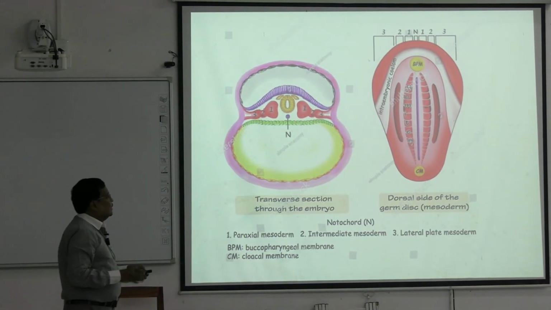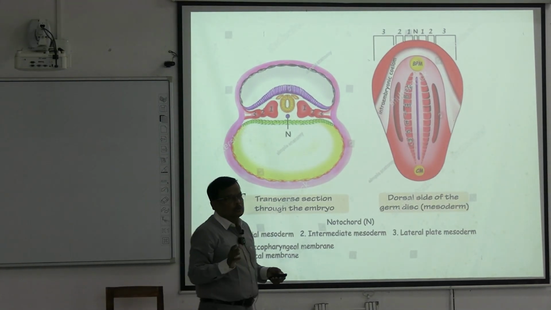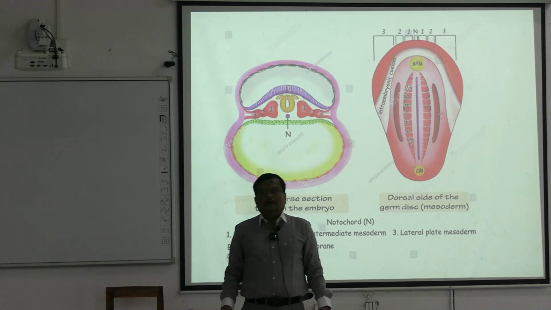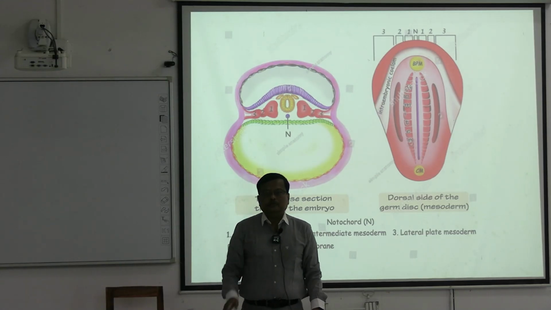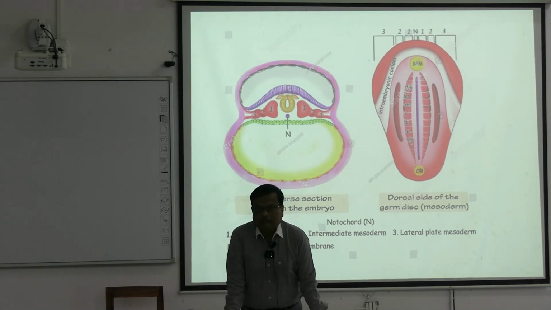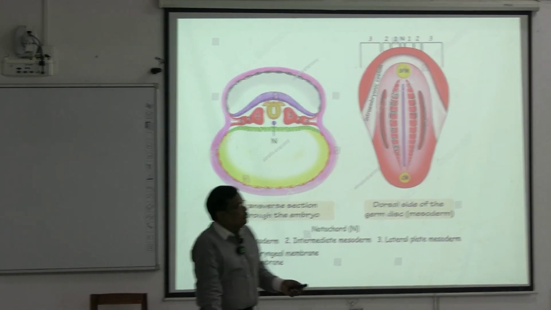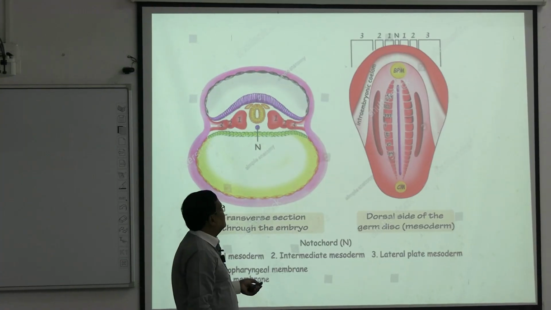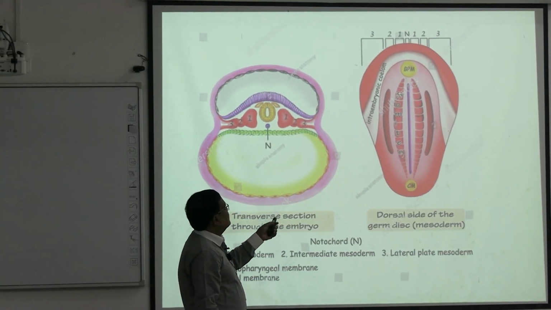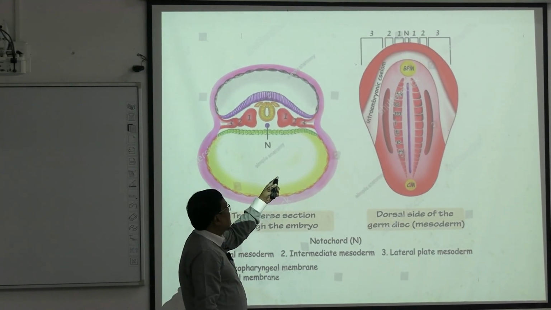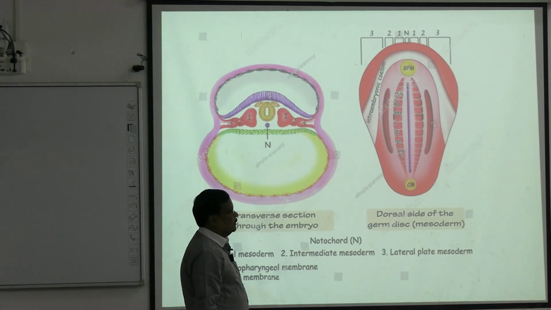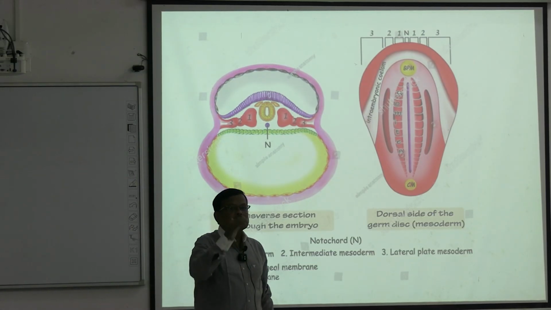Next, listen very carefully and briefly, no great detail is needed. Paraxial, I will say one by one. Paraxial mesoderm is present on either side of the notochord, starting from the precaudal plate up to the cloacal membrane, and becomes segmented.